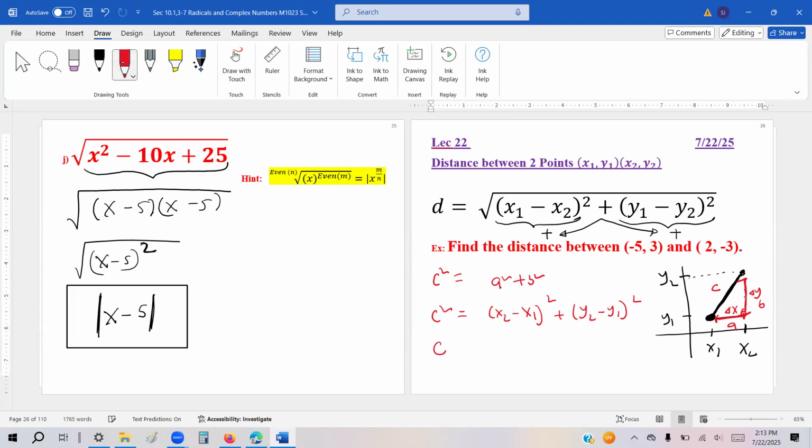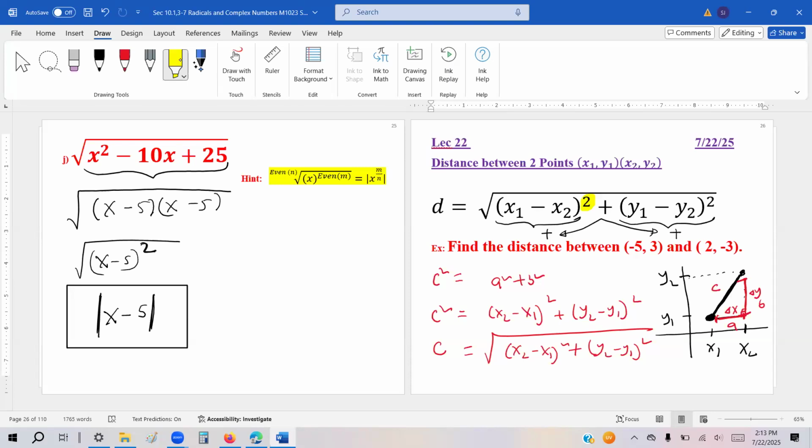So in order to find the c, we have to take the square root of this quantity: (x2 minus x1) squared plus (y2 minus y1) squared. x2 minus x1 or x1 minus x2, it doesn't matter. Why not? Because this power guarantees that whatever is inside, the result will be positive. So you can do x1 minus x2 or x2 minus x1, it doesn't matter. The square will solve the problem.